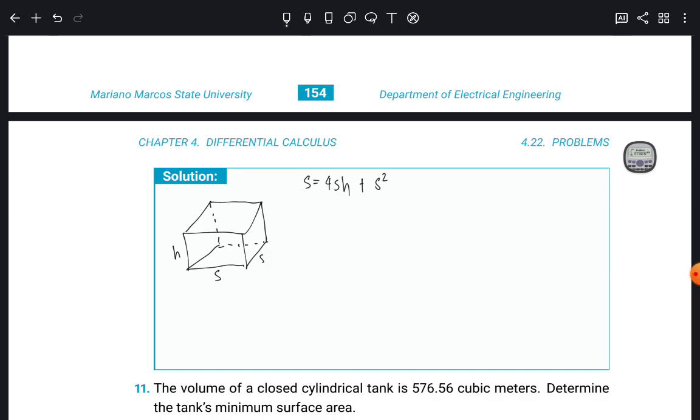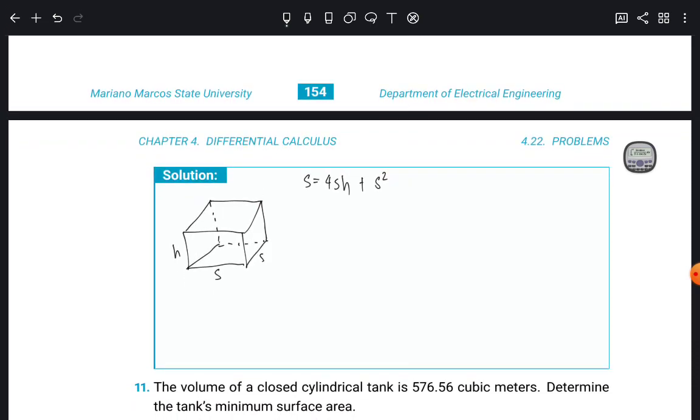And we don't need to include the top, it's not times 2 or multiplied by 2. Why? Because the top is an open top. So this is what we want to minimize, the surface area. But if you look at our equation, it has two variables, S and H. So we cannot directly take the derivative of this with respect to one variable. So we need to find a way. Again, we need to find a constraint that relates S and H.